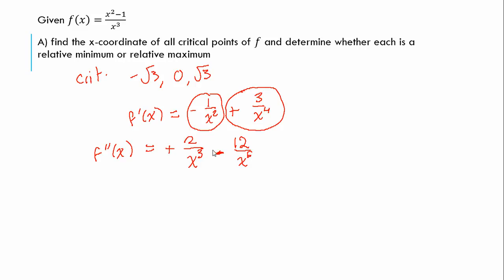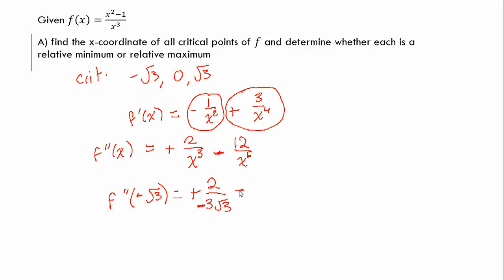So what we're going to do is plug in our critical points and find out if that second derivative is negative or positive. So all we need to do is figure out if it's negative or positive. Okay. So we have f double prime of negative root 3 is equal to, well, that's going to be positive 2 over negative root 3 cubed. Well, root 3 times root 3 is just 3, so that would be x squared, but then we times by root 3 again. So this is actually equal to negative 3 times root 3.